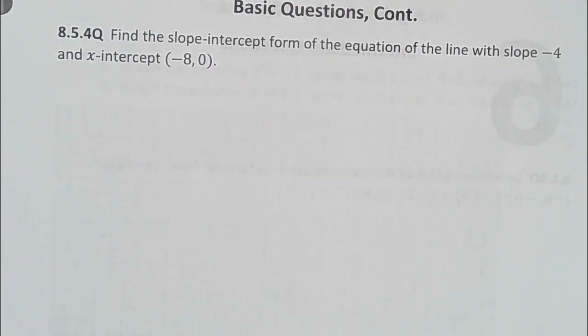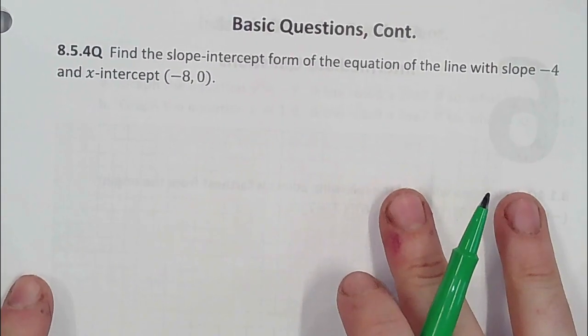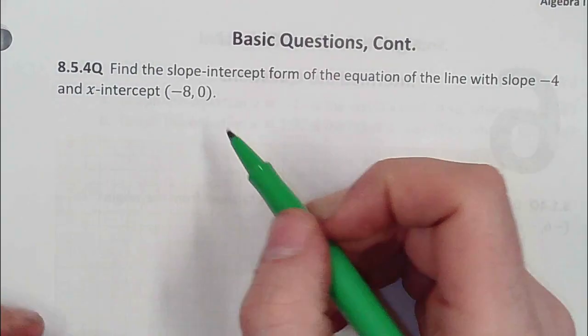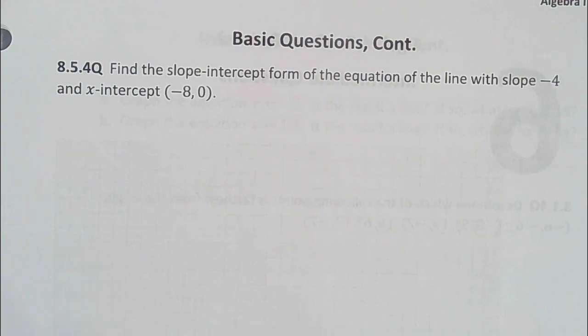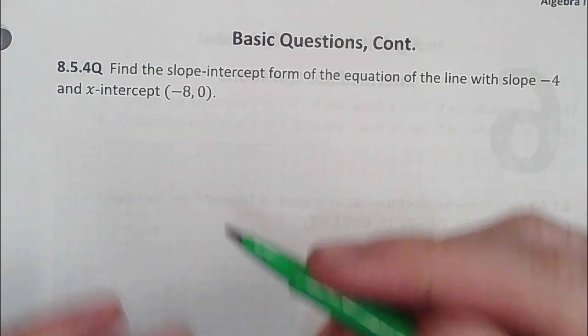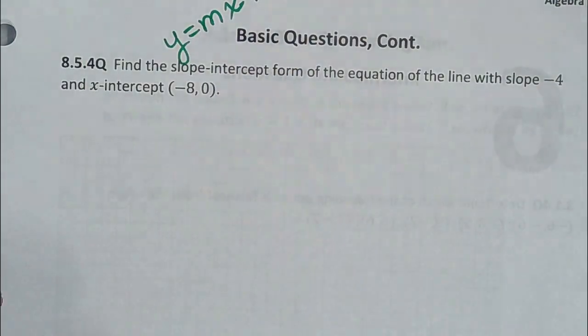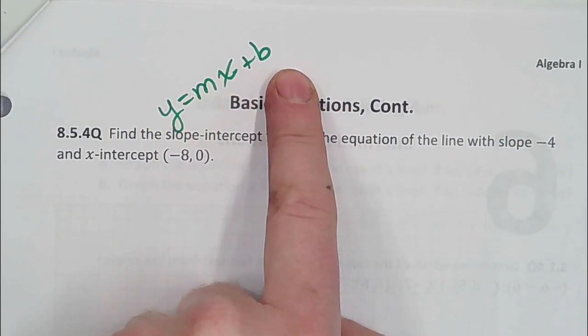That's 852. Can I interest you in 854? I'm sure I can. Slope-intercept form. What form is that? Slope-intercept. What is that? y equals mx plus b. Yeah, it's the one that gives you the slope and the intercept. What intercept? The y-intercept, right? That's what b is.